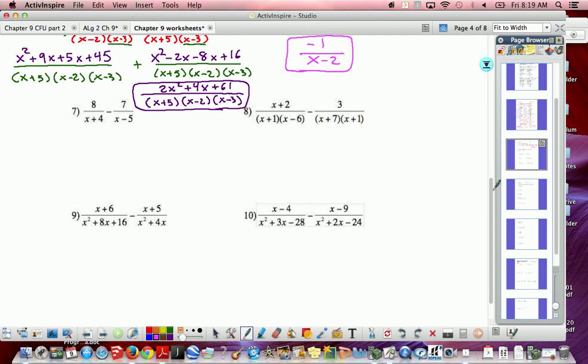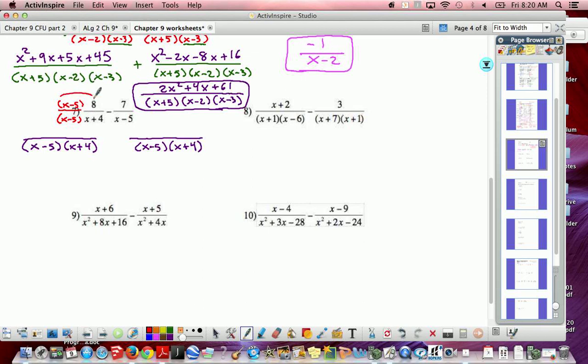All you have to do is continue to remember, before I can add or subtract, I have to have a common denominator. So on this one, my common denominator is going to be x minus 5, x plus 4. So if I look at the first fraction, it has the x plus 4. It needs the x minus 5. Notice how now they match up, x minus 5, x plus 4.